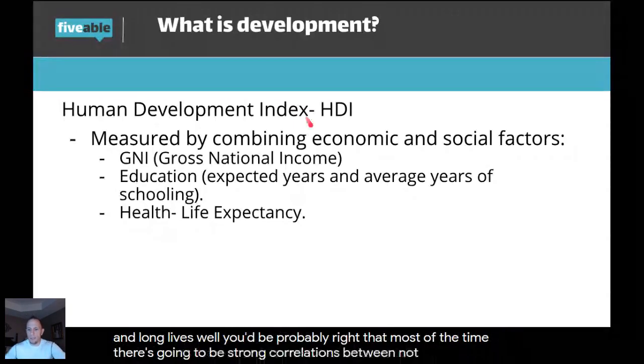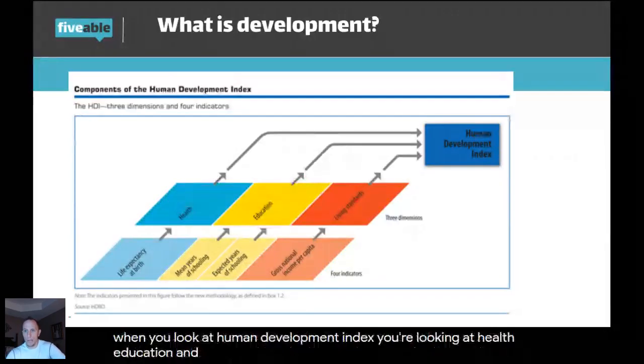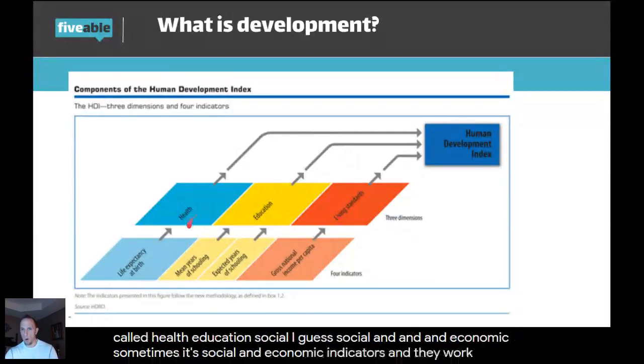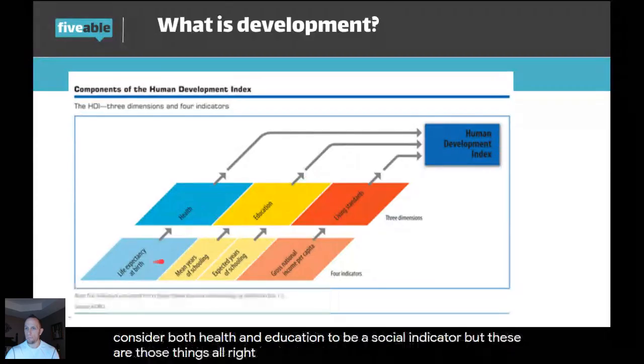Here's a graphic that does a pretty good job at showing you what I just said. When you look at the Human Development Index, you're looking at health, education, and living standards, more or less. Sometimes you will see it called health, education, and economic indicators, or social and economic indicators, and they would consider both health and education to be social indicators. But these are those things: life expectancy, mean and average years of schooling, and expected years of schooling, and then your gross national income.